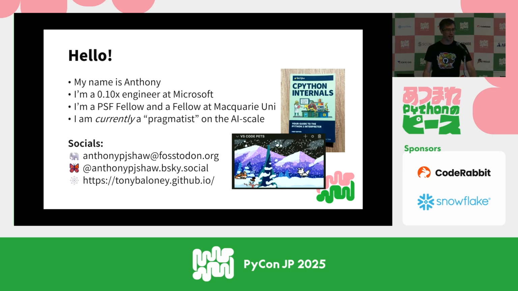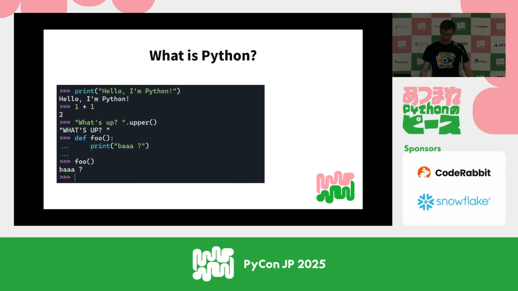So I work at Microsoft. I'm a fellow of the Python Software Foundation and also at Macquarie University in Sydney. I'm currently sort of somewhere in the middle on the AI scale between this is amazing and this is awful, and that moves from day to day. So you can follow me on lots of different platforms. Some people might know me as the author of CPython Internals, or as the creator of VS Code Pets. If you haven't used that already, I strongly recommend downloading it and checking it out. It's also available in NeoVim, but the graphics are not as good. It's in ASCII.